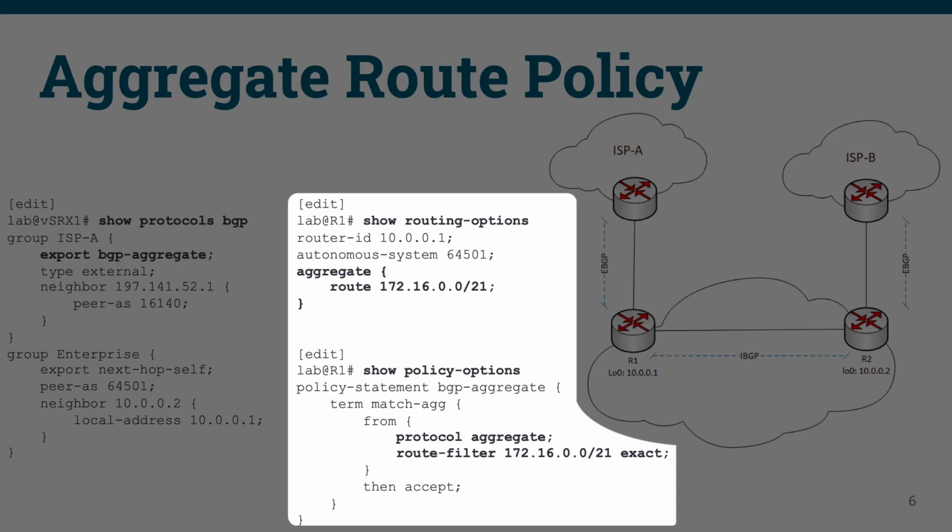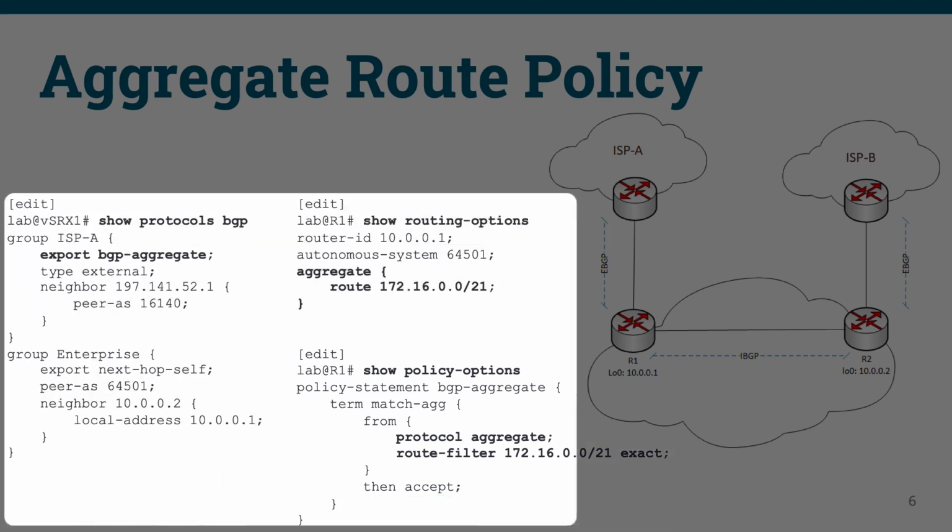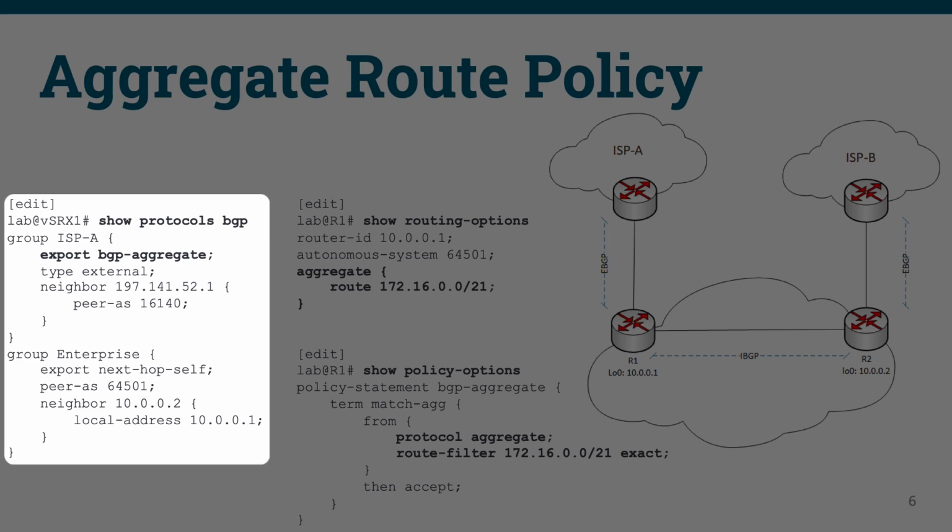So, we need to configure an export policy to inject our aggregate into BGP. Below, we have our policy configuration. This BGP aggregate policy matches routes in the aggregate protocol and uses a route filter to match this exact 172.16/21 prefix. Here, we're not modifying any attributes about the route. We're simply accepting it.